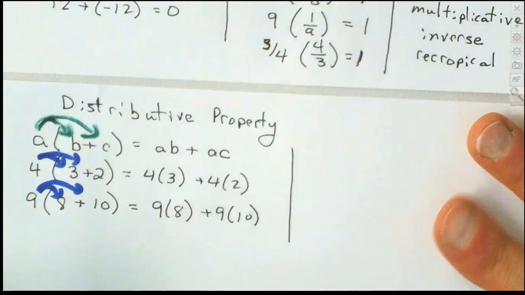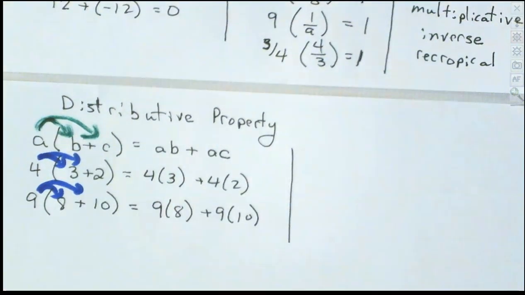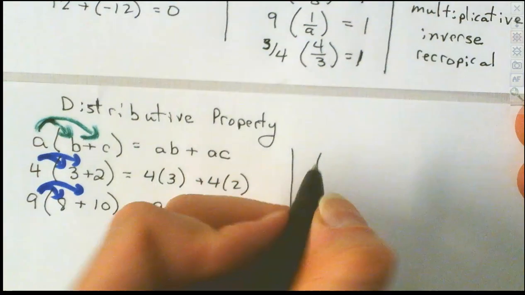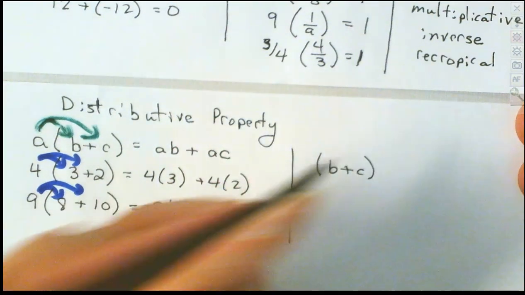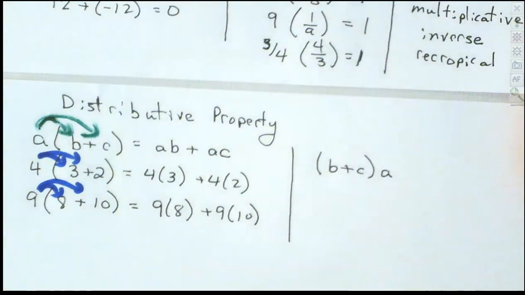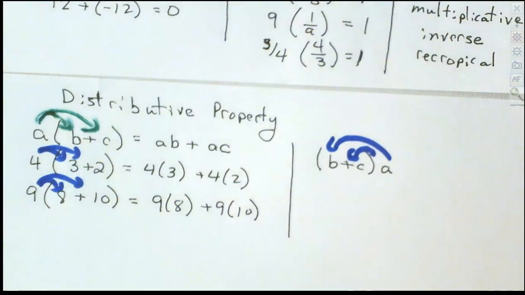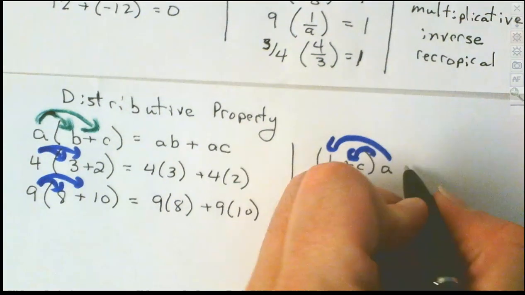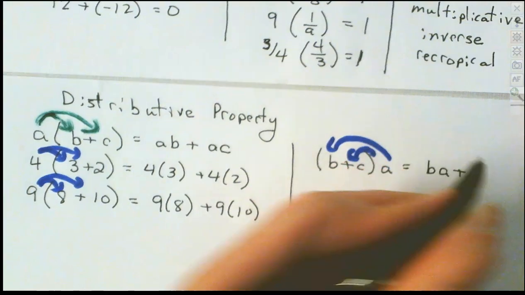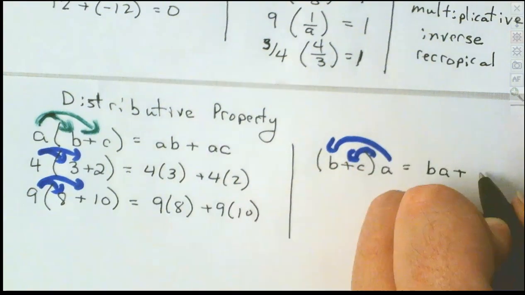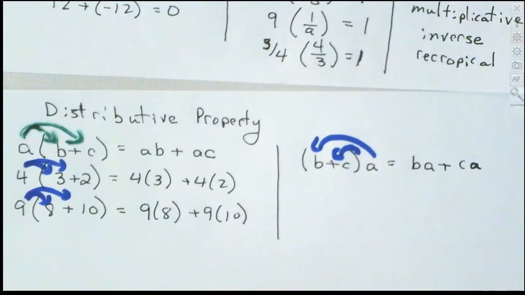You can also put it in the opposite order. We don't use it very often, but it's there if we need to. B plus C out in front with an A behind. You can distribute it through just like this. So you normally don't do this, but you can. And that would be BA plus CA. Okay, so same thing. You can just do it in the opposite order with the A behind.